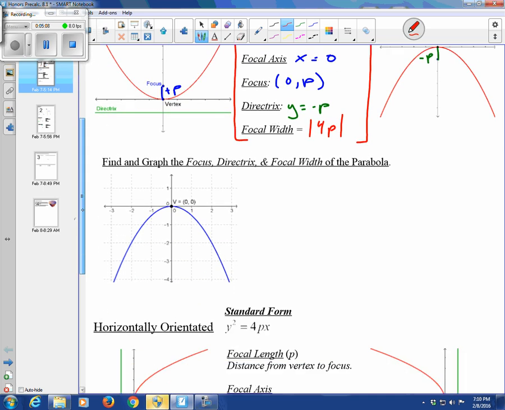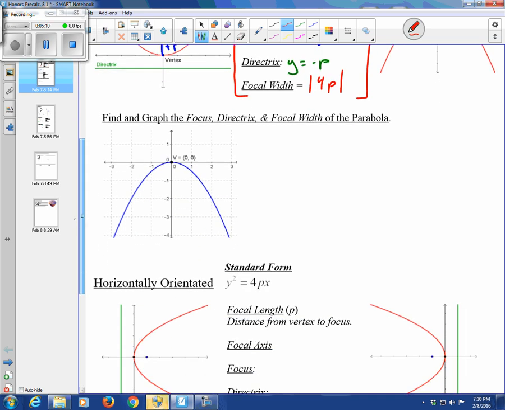Now, we can see this in our next example where we're asked to find and graph the focus, directrix, and focal width of our parabola. Right here, since we have a vertically orientated parabola, we know it can be represented by an equation of the form x squared equals 4py.